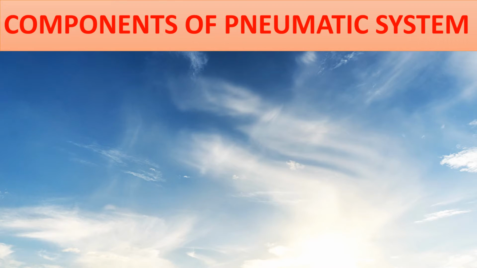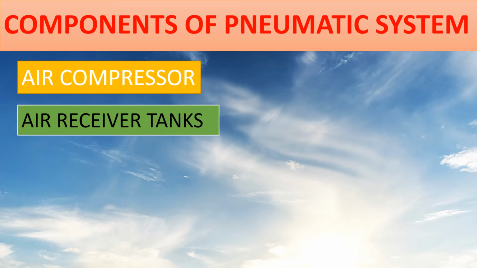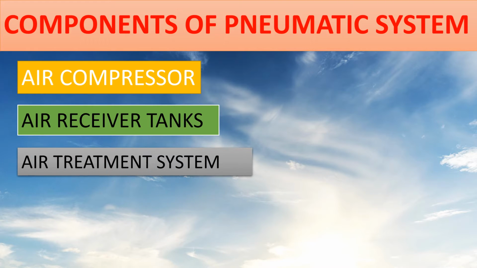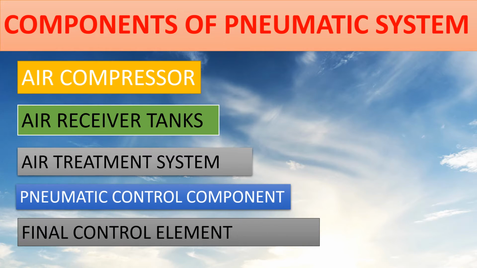So what are the components of a pneumatic system? There are multiple components: pressure regulator, tubing, piping, so many things. But the majority are five components of any pneumatic system, and those are the air compressor, air receiver tank, air treatment system, pneumatic control component, and final control element. These are the major five components of any pneumatic system. There might be a lot of accessories, but those accessories only support these five components.